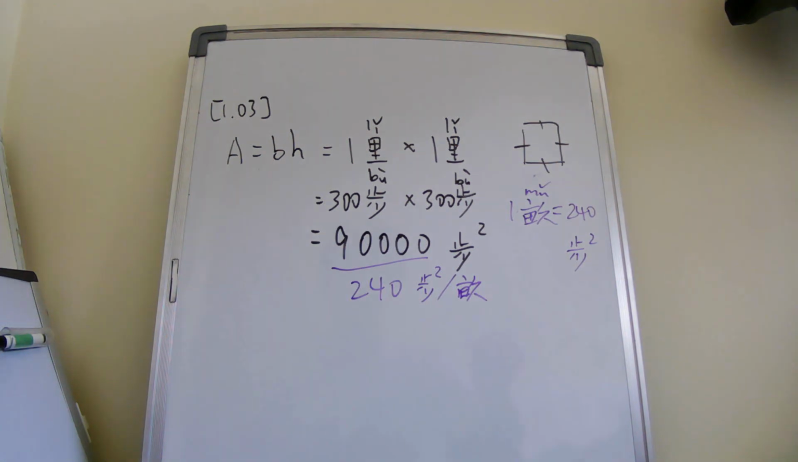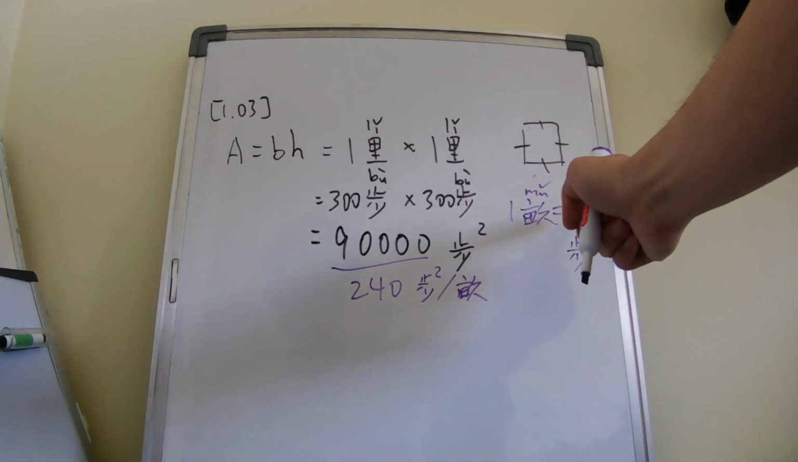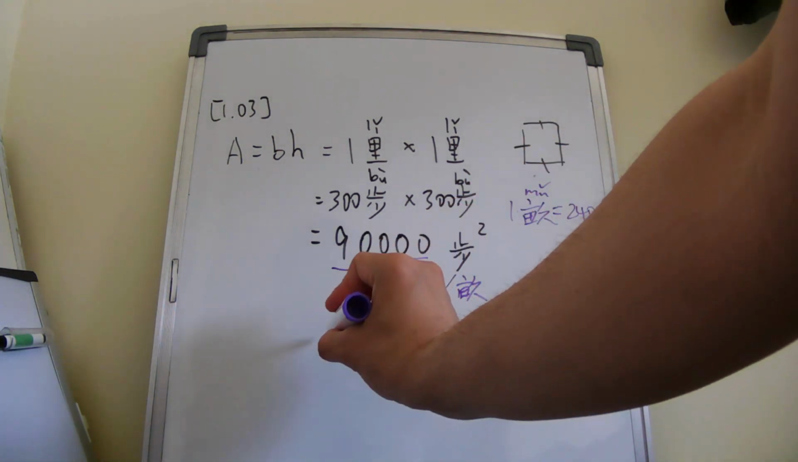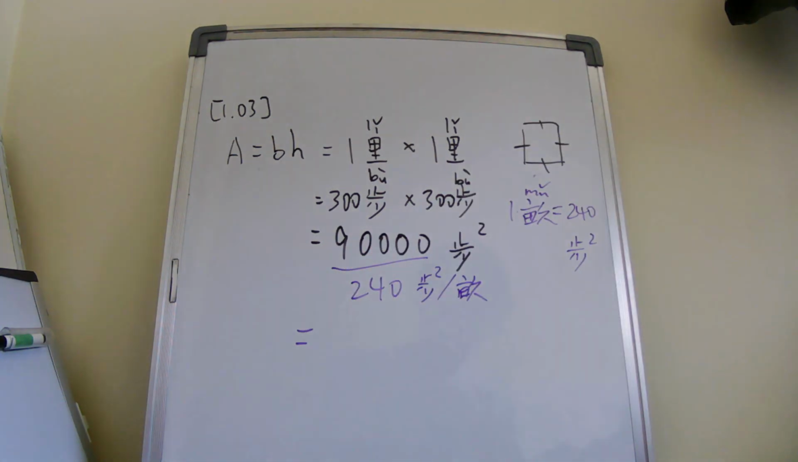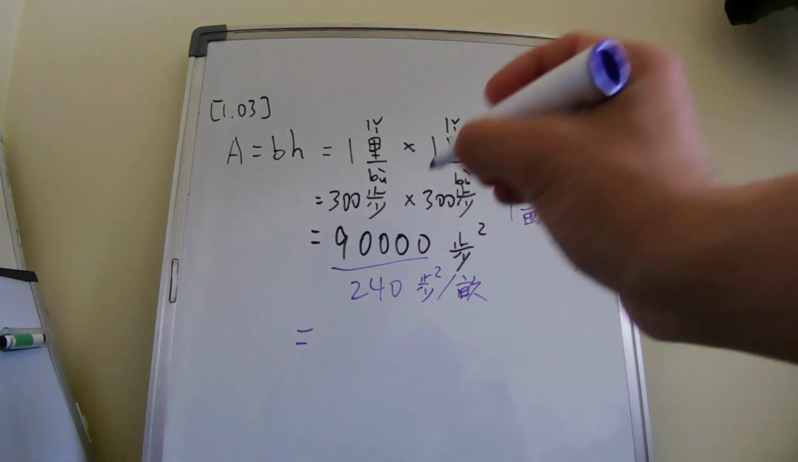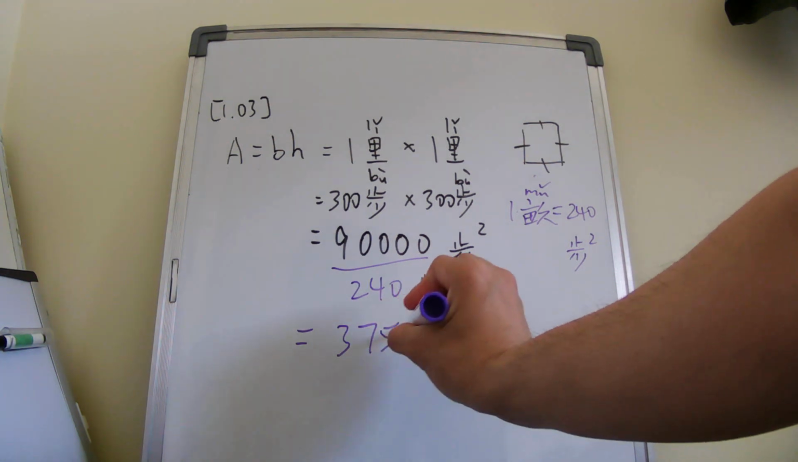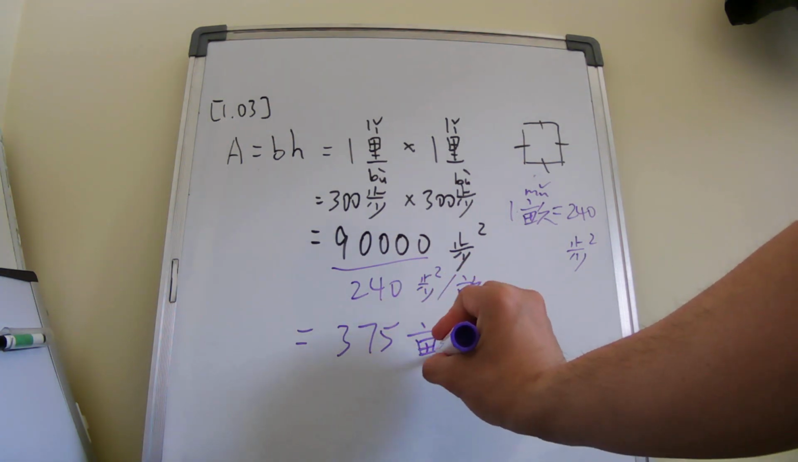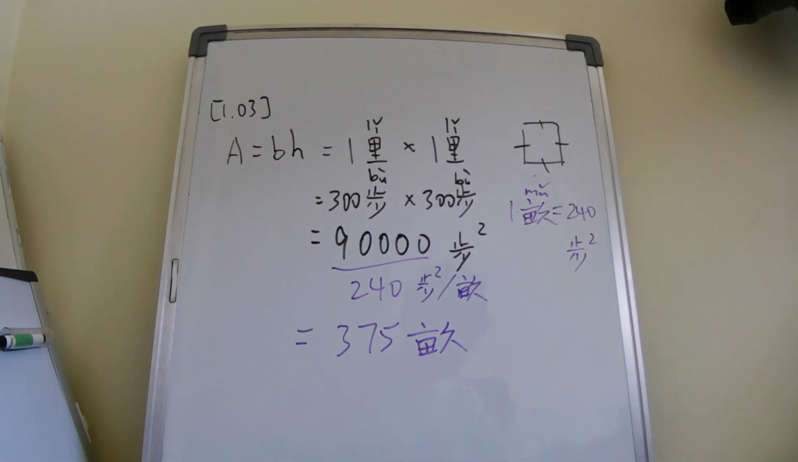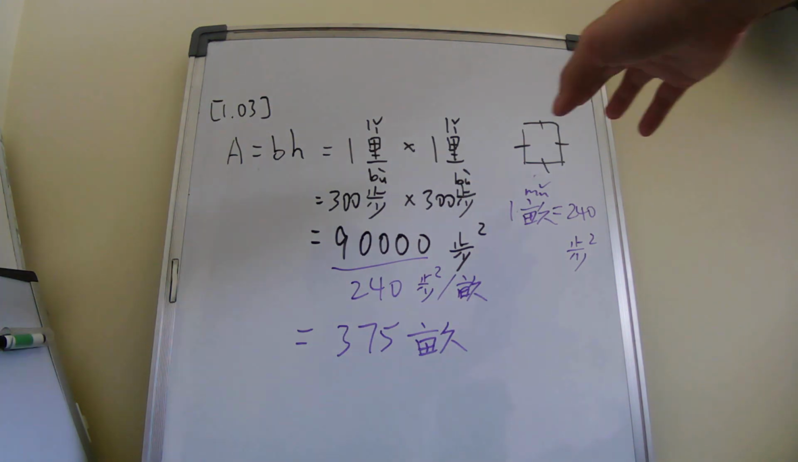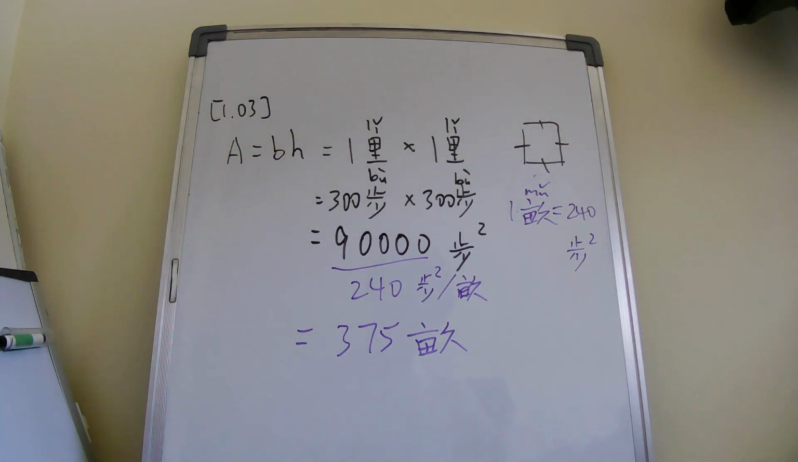When you divide this, you end up with just mu, which is the Chinese acre. So that's going to be equal to 375 mu. All right, so that's where we get this number from, the 375 that we have to multiply the lengths and the widths, being multiplied together, by. So that's where the conversion factor comes from.